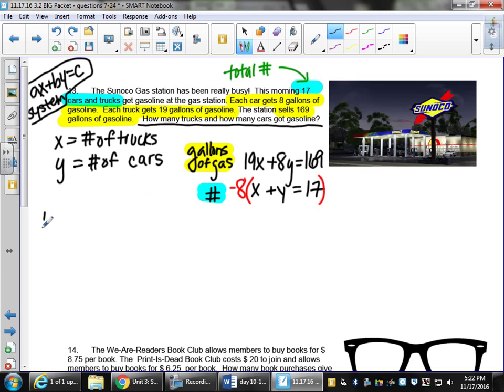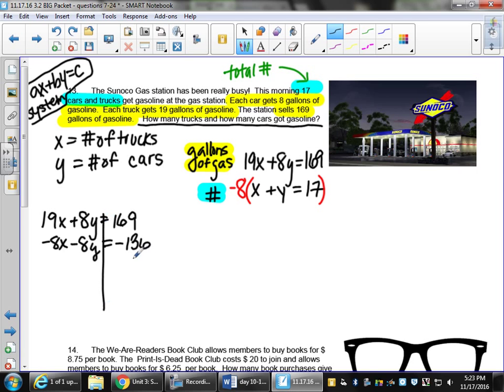I didn't touch the top equation, so 19x plus 8y equals 169 stays the same. My second equation becomes negative 8x minus 8y equals negative 8 times 17. Negative 8 times 17, I get negative 136.